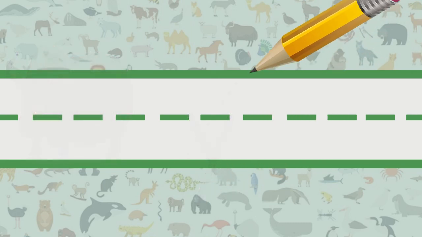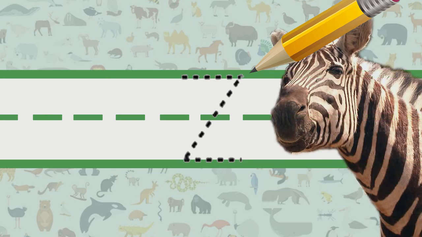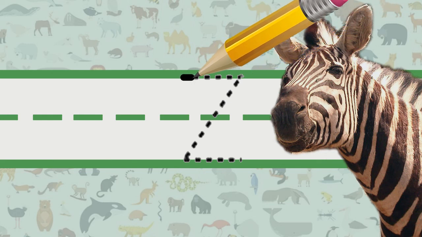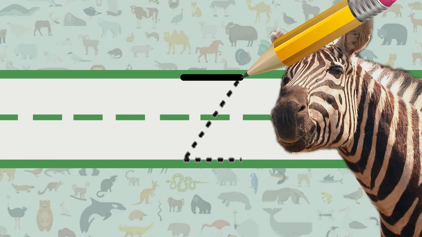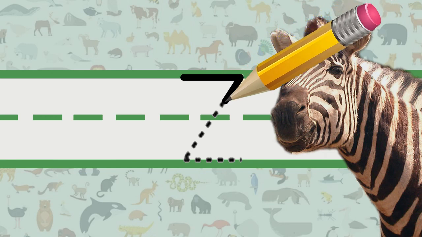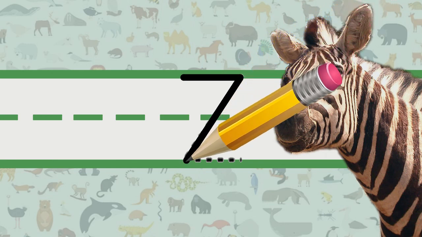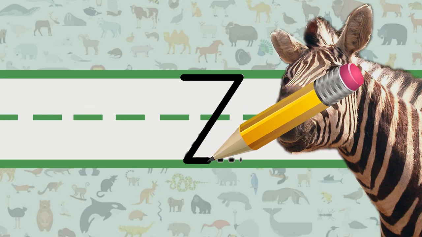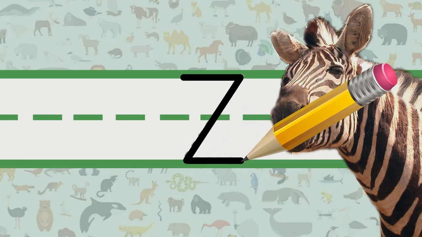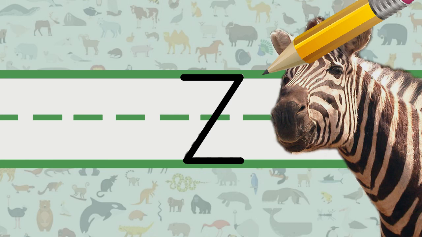Good job. Now let's write the letter Z. Z as in zebra. To write capital Z or big Z, start at the top and draw a straight line to the right. Then draw a diagonal line down to the bottom. Then draw a straight line to the right. Good job. Let's do that again.